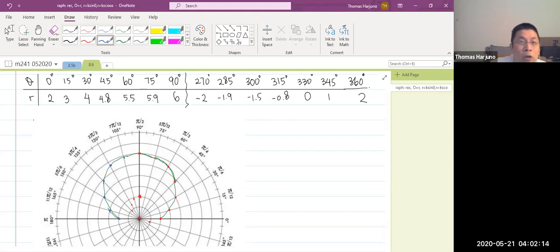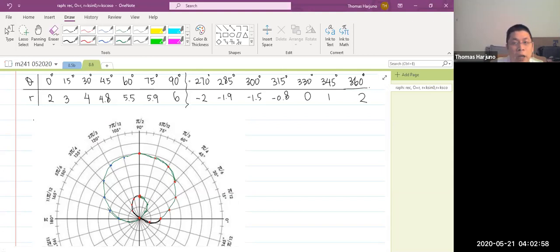So if I connect the dots, let me use the black color. If I connect the dots, this is what I get. Now copy, paste, and reflect that. I will get this, 0, 1. So it will look like this approximately. That's what it looks like.